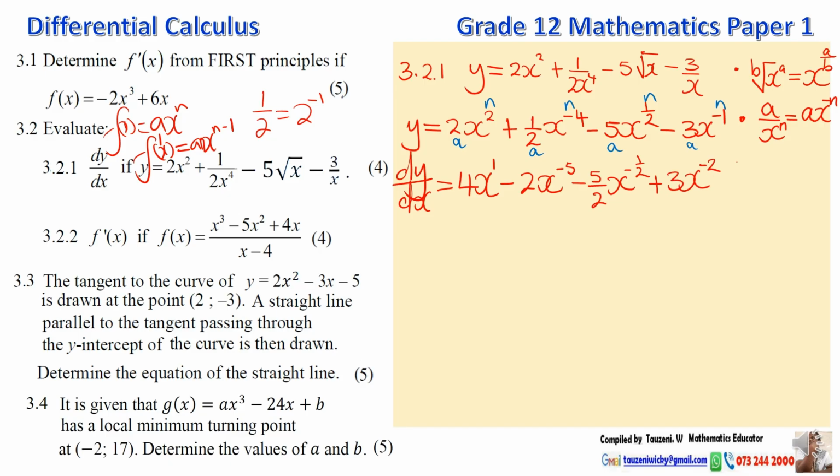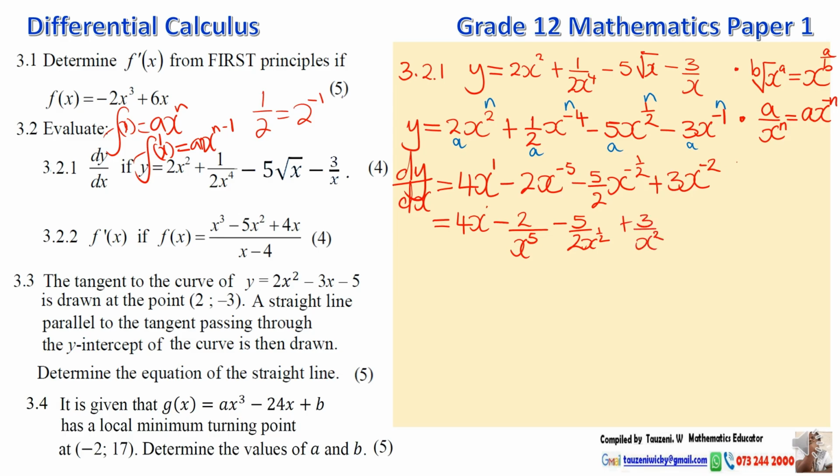This is our answer. In some examination questions, they specify that you must leave your answers with the positive exponents. If they say you must leave your answers with positive exponents, then that is an instruction that you must follow. It means these negatives become fractions with positive exponents using the laws of exponents. So this is 5 over 2, then x to the power of 1 over 2. The last one is 3 divided by x squared.